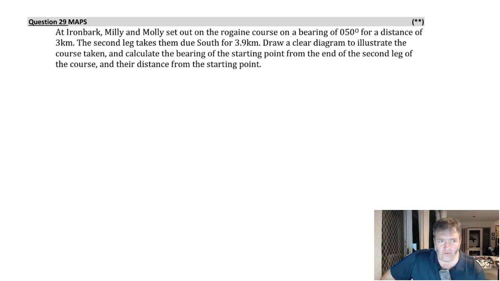Right, back with question 29 here. Millie and Molly are setting out on the Rogaine course at Ironbark. So let's get a little picture happening. Here's north, and 50 degrees. On a bearing of 50 degrees, they set out for a distance of 3 kilometres.